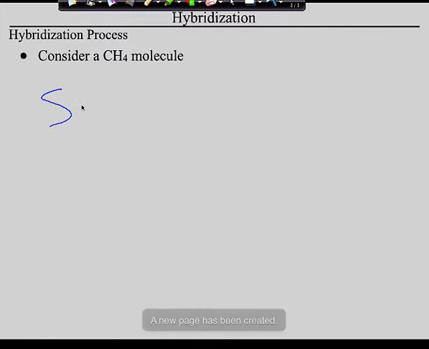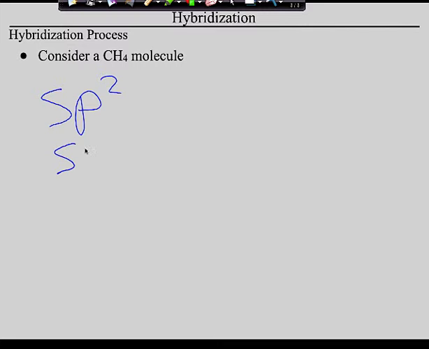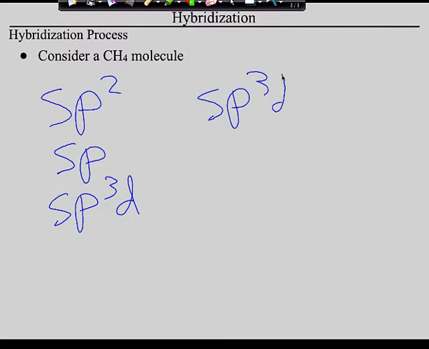We can have sp2 hybridization. And when something hybridizes sp2, how many hybrid orbitals will we get? 3. And we can also have sp hybridization. And when we have sp hybridization, how many hybrid orbitals will we get? 2. But we can also have sp3d hybridization. And when we get that, how many hybrid orbitals will we get? And then the last option is sp3d2. And when we have that, we will then have 6 hybrid orbitals.